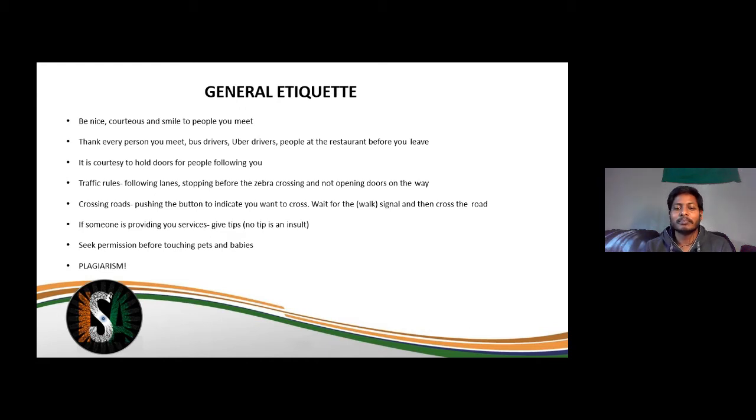Seek permission before touching pets and babies. And plagiarism: plagiarism is the most important thing that you will face here when you submit your assignments. If a professor assigns an individual work, then you have to do it individually. There should be no plagiarism. Every report will be checked, and an action or ethics committee will take the decision on that. This is very strict here. So do not copy your assignments, and follow these general etiquettes once you are here. Next slide, please.